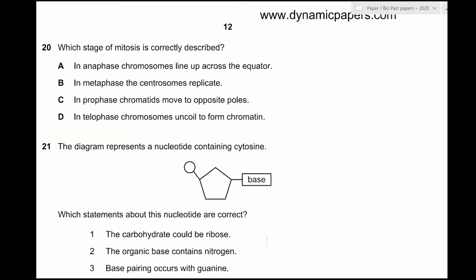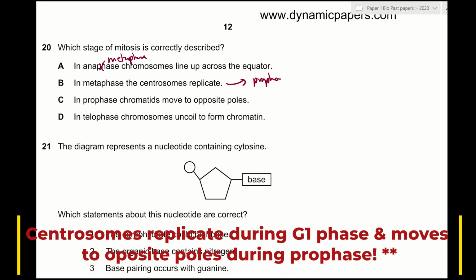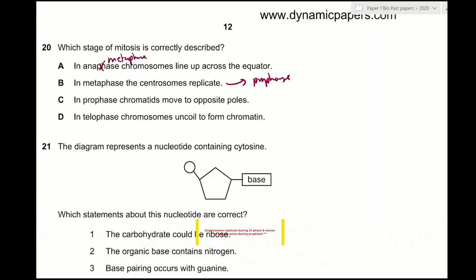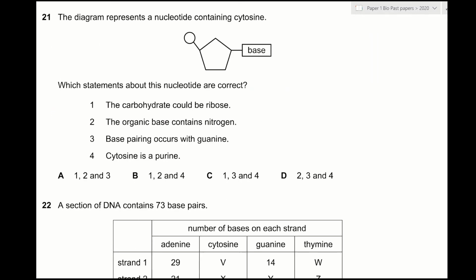Question number 20. Which stage of mitosis is correctly described? A. In anaphase, chromosomes line up across the equator. This is incorrect. This happens during metaphase. B. In metaphase, the centrosomes replicate. This is incorrect. This happens during prophase. C. In prophase, chromatids move to opposite poles. This is incorrect. This happens in anaphase, where the sister chromatids move to opposite poles. D. In telophase, chromosomes uncoil to form chromatin, and this is correct.